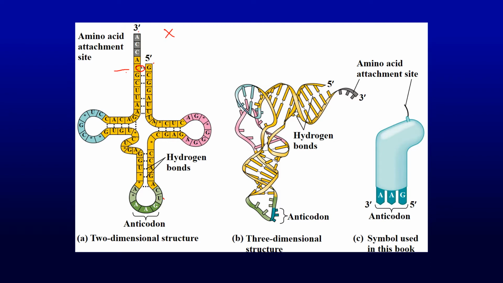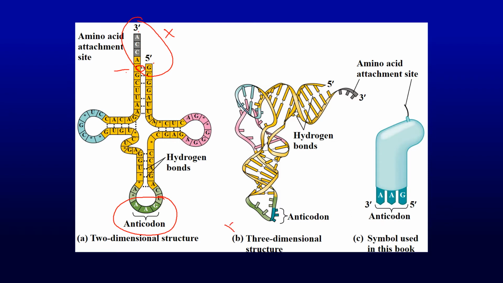So here's this transfer RNA's anticodon. The anticodon is simply a group of 3 nucleotides at this location on the transfer RNA molecule. And in this case, the anticodon is an AAG. Now up here, on this part of the transfer RNA, that's where the amino acid is attached.